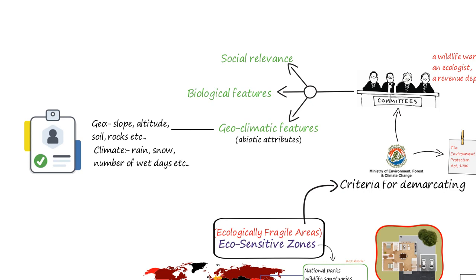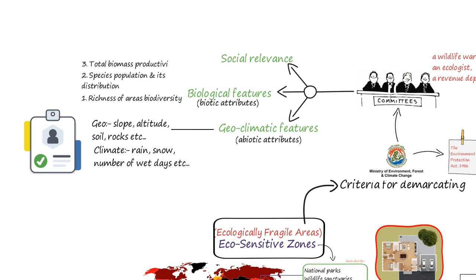And the second category is biological features. Now this falls under the biotic attribute. The following components have to be considered while demarcating eco-sensitive zones: the richness of the concerned area's biodiversity, population size and distribution of species, total biomass productivity, and then any cultural or historical value of the area. And the third category is social relevance, which include cultural, economic, and historical importance of the area.